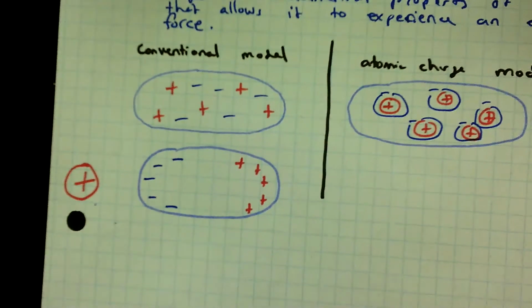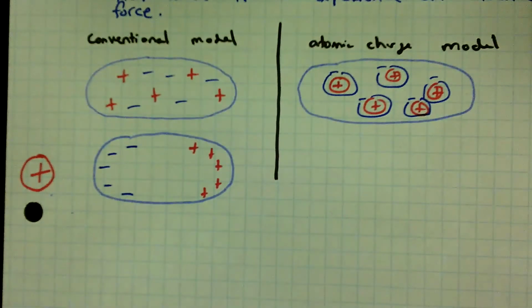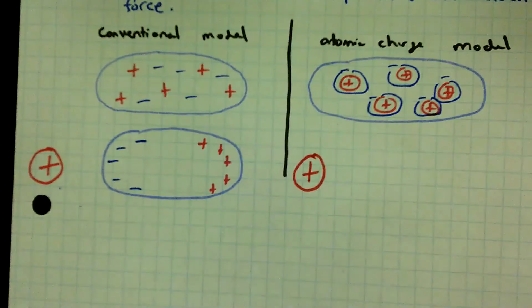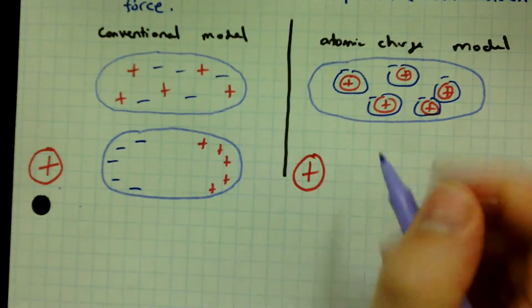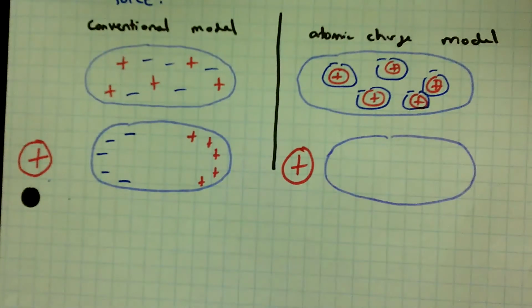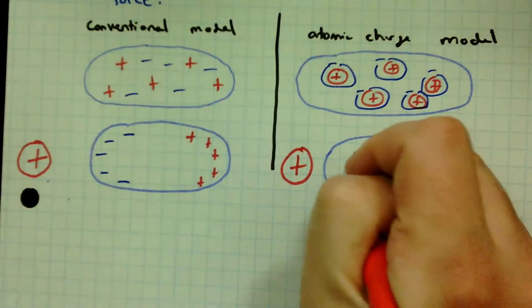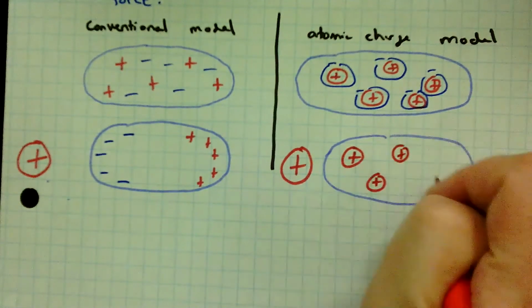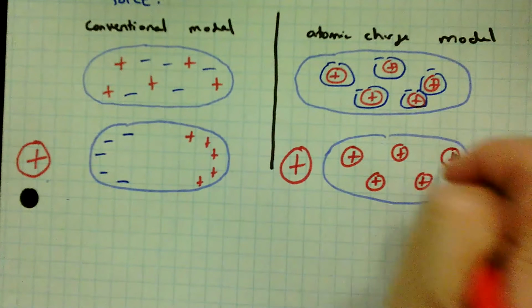Okay? Now, what's quote unquote really happening is the atomic charge model here. What actually happens is if I bring a positively charged object next to this, what actually happens is the atoms don't move, right? So the positive charges don't move.